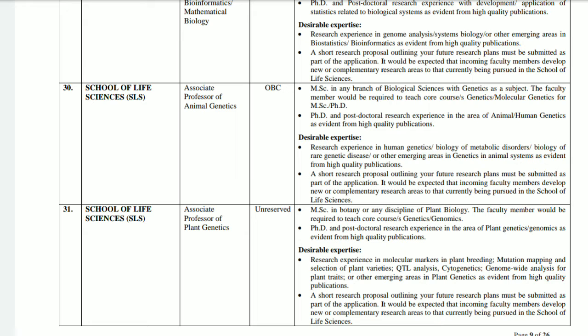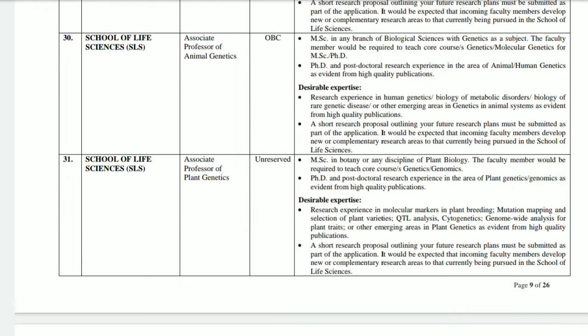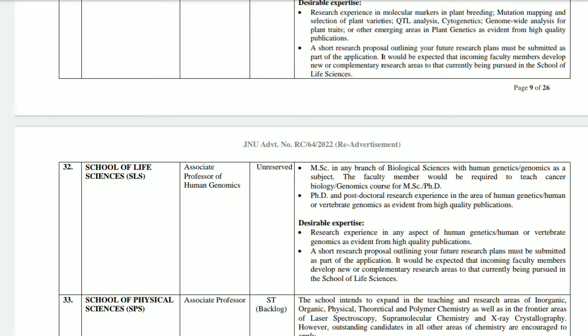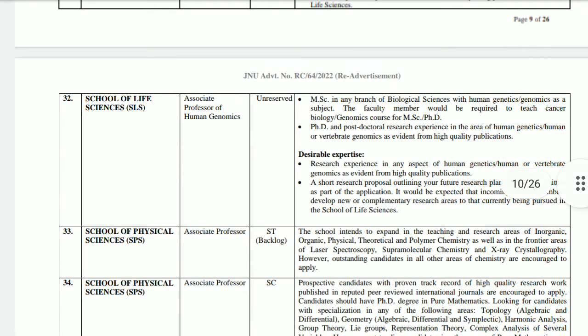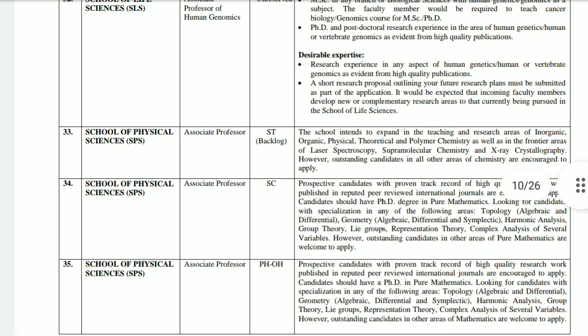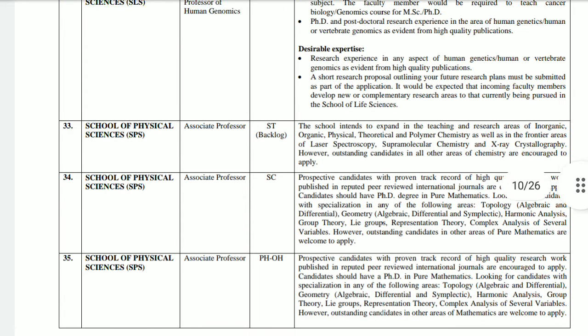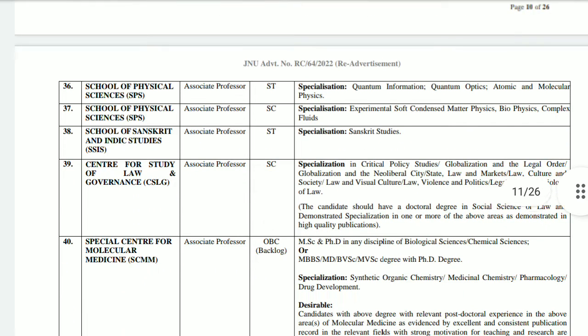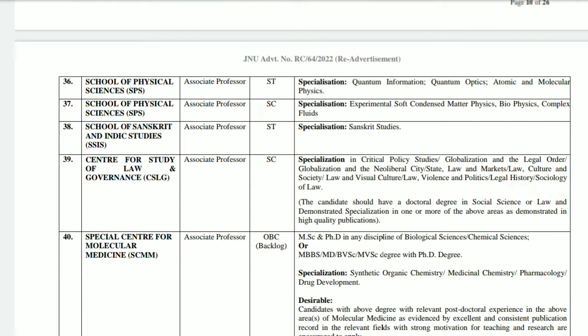Next job position, Associate Professor of Animal Science or Animal Genetics. Next, Associate Professor of Plant Genetics. Next, Associate Professor of Human Genetics or Human Genomics. Next, Associate Professor of Physical Science. Next, Associate Professor of Sanskrit and Indian Studies.